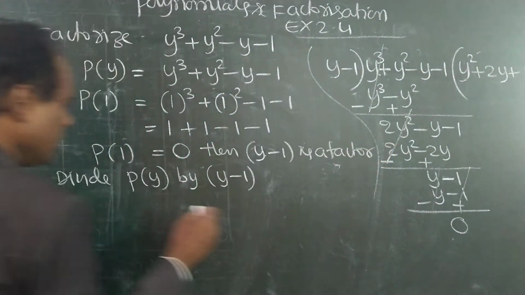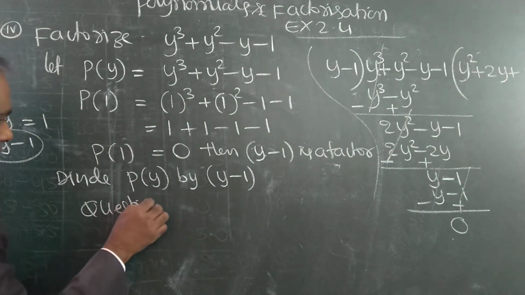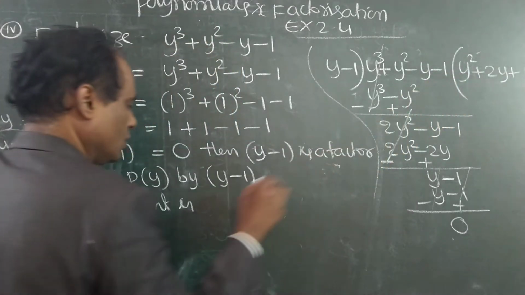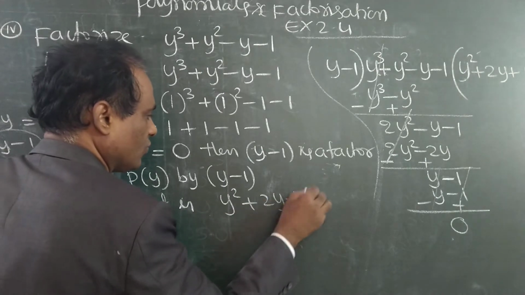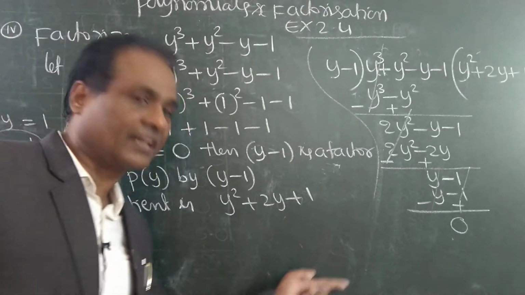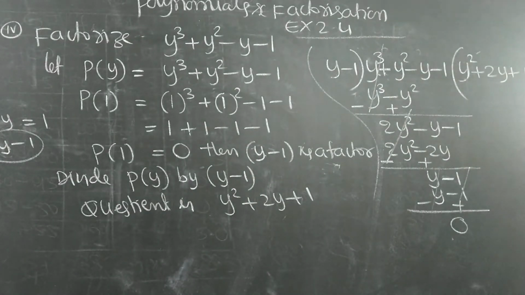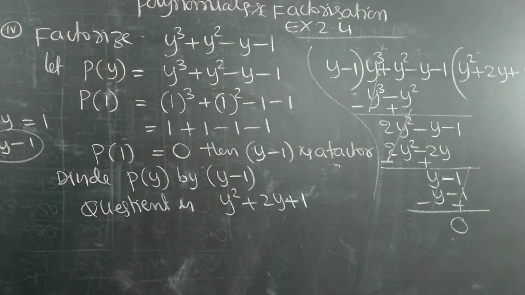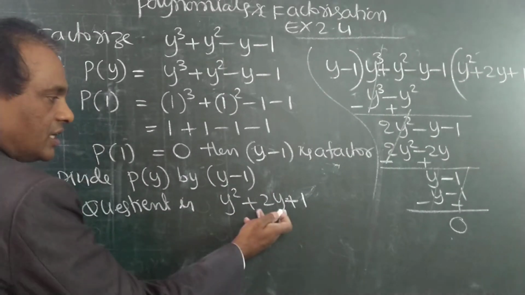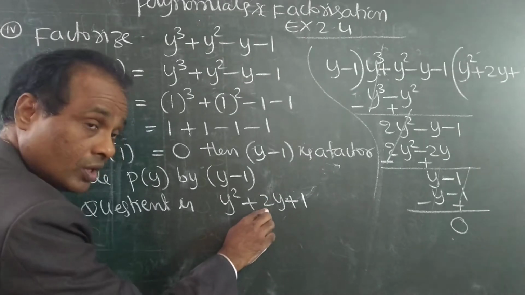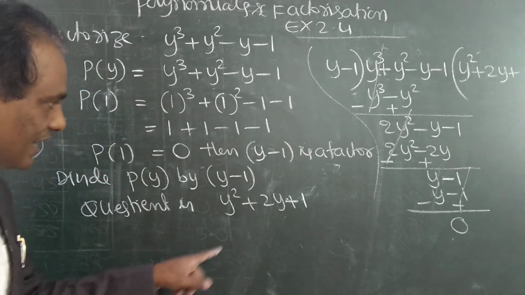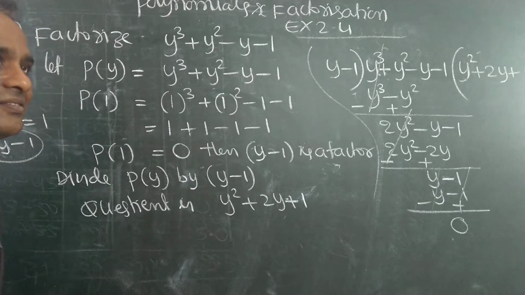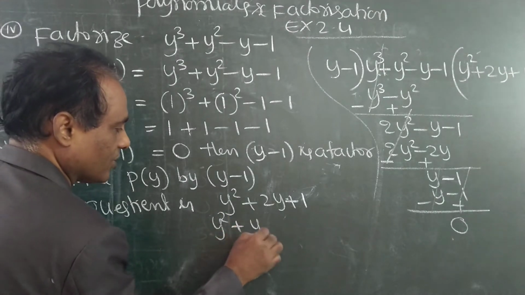So you do the verification here only. And what is the quotient? Y square plus 2y plus 1. Factorize it, we will get two more factors. Factorize y square plus 2y plus 1. One into one is one, divide into two terms: adding we have to get two, multiplying we have to get one. Adding two, multiplying one. See here, 1y plus 1y.